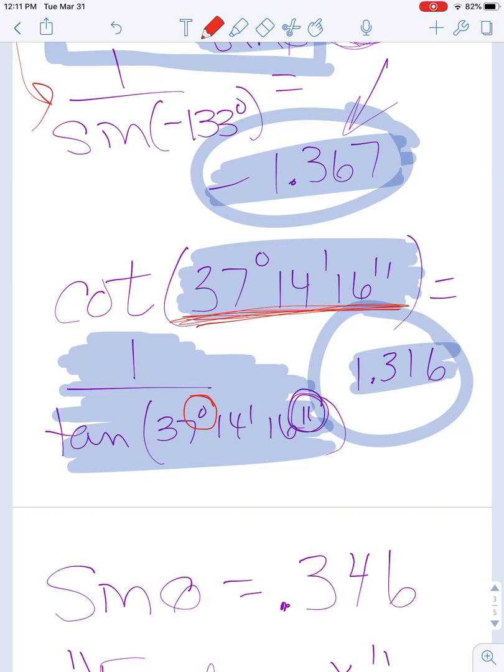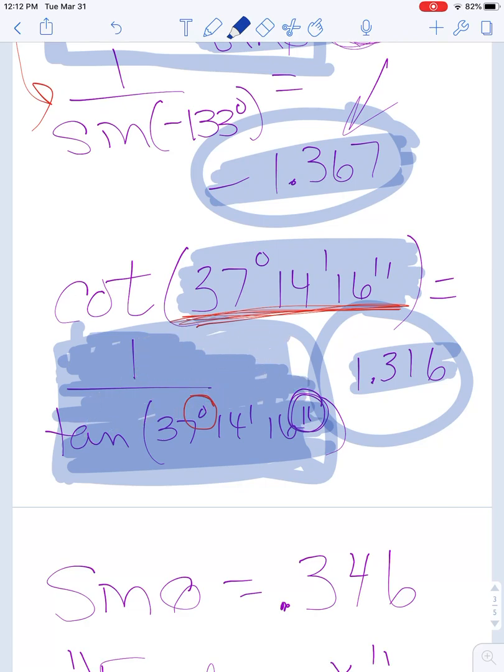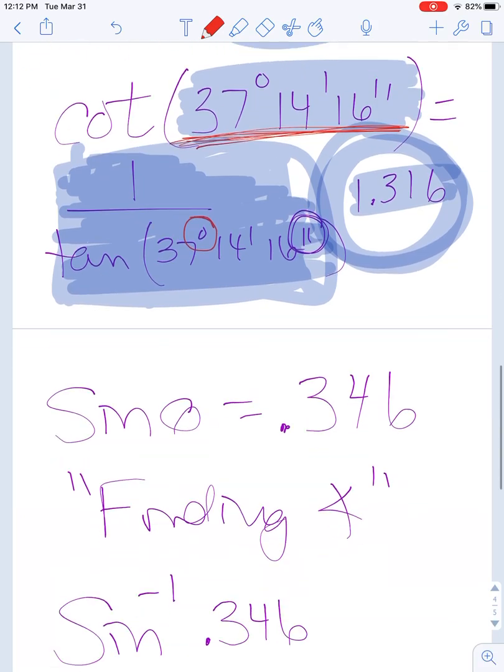So again, you're going to go to the calculator and you're going to type that in. See if you can do it in your calculator. I apologize, the app doesn't let me do it. So you go 1 divided by tangent of 37 degrees, 14 minutes, 16 seconds, and this is your answer here. Okay, so make sure you can get that on the calculator. Pause the video if you need to play around with that a little bit to get that to work.